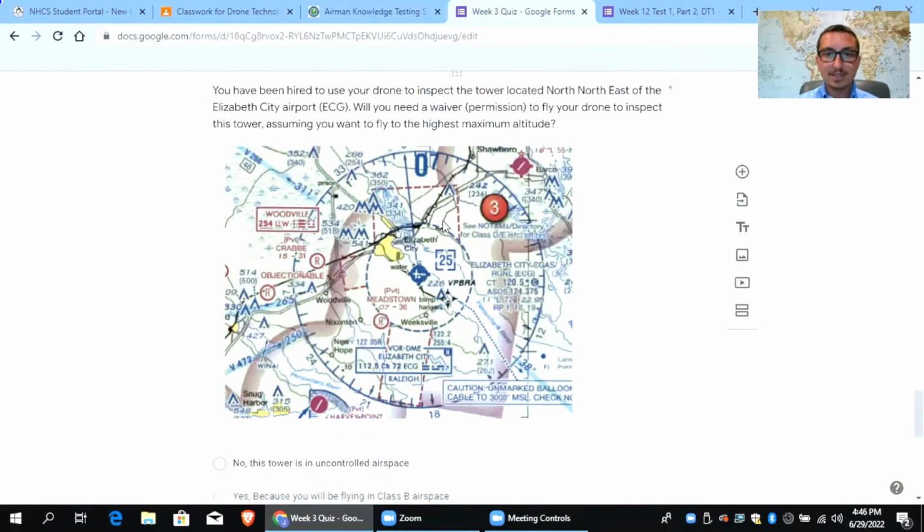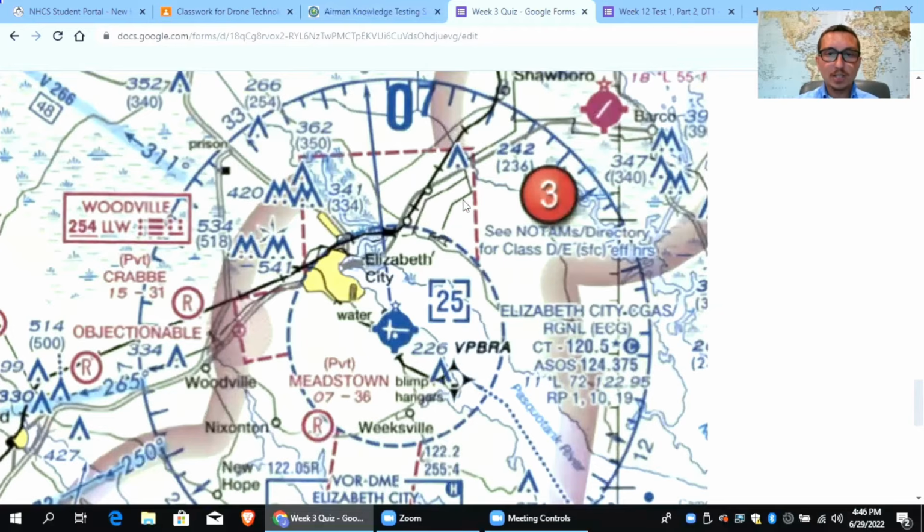Absolutely yes. Yes, you'll need a waiver because you're in this dashed magenta area right here. So you're in controlled airspace. So you'll need ATC permission. Even if you only wanted to fly 2 feet off the ground, you would need ATC permission because you're in that airspace. However, if you were right here, right just outside of that dashed magenta line, if you were going to fly to 636 feet, would you need ATC permission?